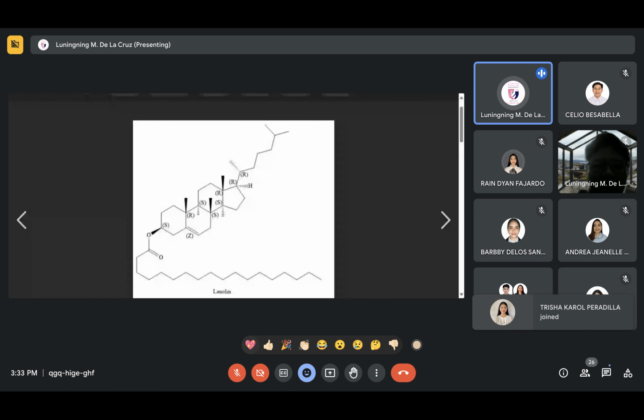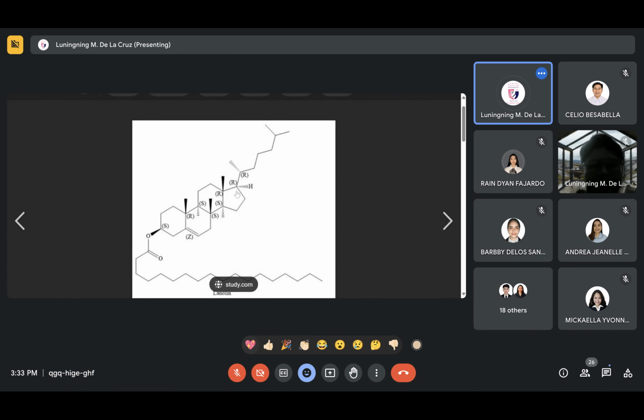So this is our lanolin. You can see here that our lanolin, class, does not have a double bond. Okay. So it will not give a positive result for the test for unsaturation. So this is the structure of our lanolin, and it is classified under waxes.